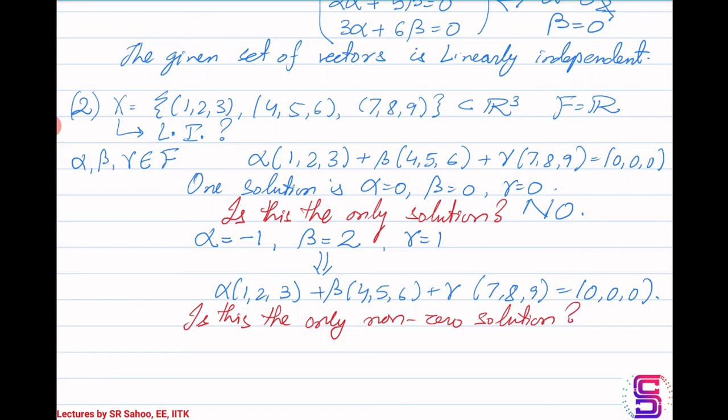Please note that since we are able to find at least one set of scalars where not all scalars are 0, the given set of vectors is not linearly independent. So we'll say that the given set of vectors is linearly dependent. X is a set of vectors which is linearly dependent.